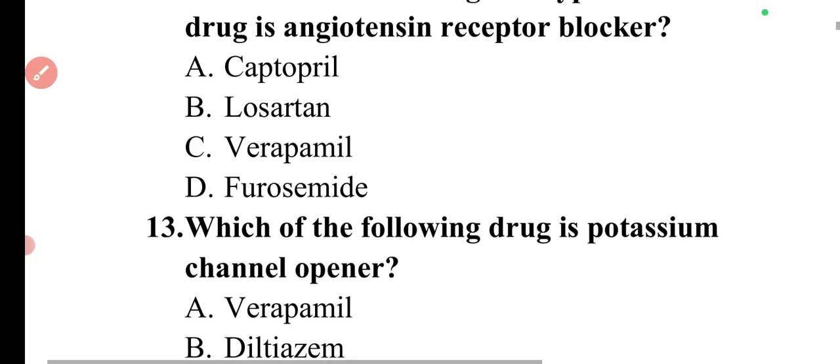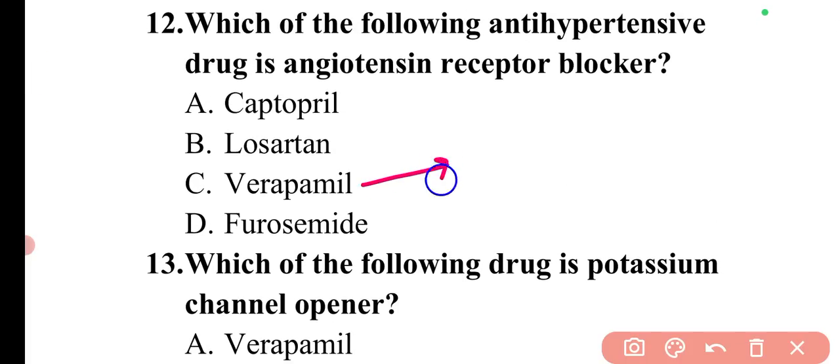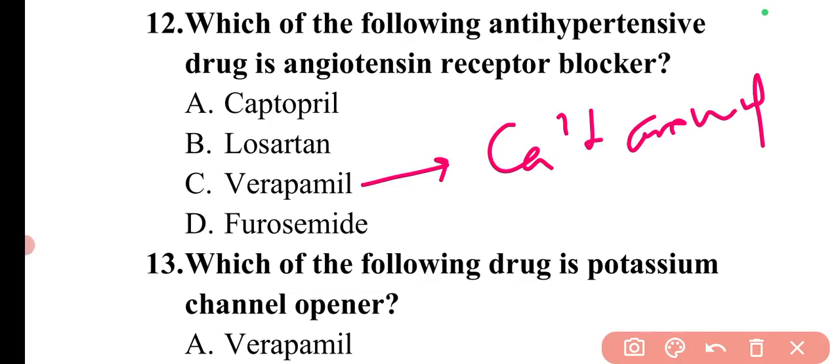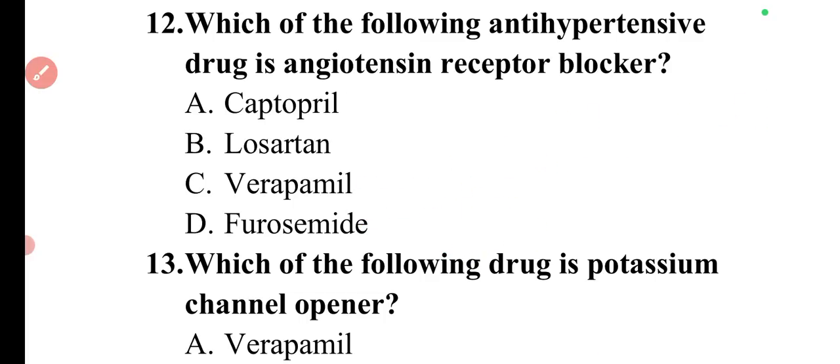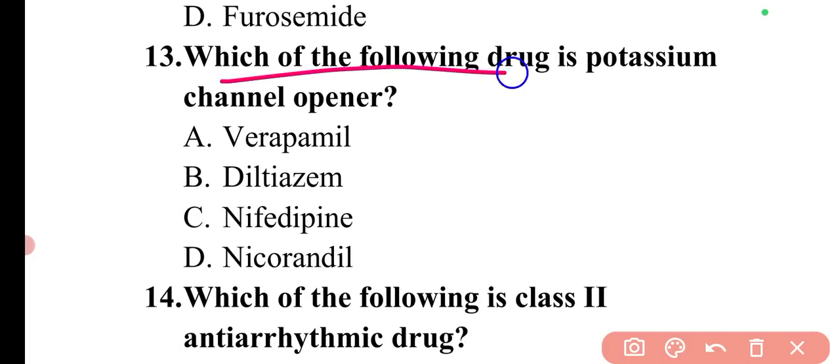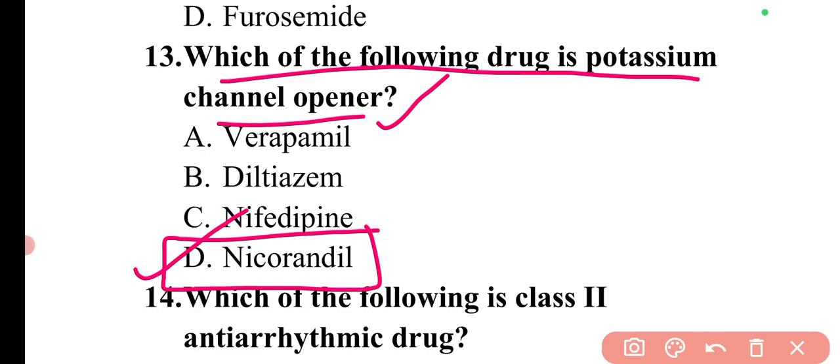Then if I talk about verapamil, verapamil is a calcium channel blocker. And furosemide is a diuretic drug. Next question is, which of the following drugs is a potassium channel opener? So the only example of a potassium channel opener is nicorandil. So here option D will be the correct answer.